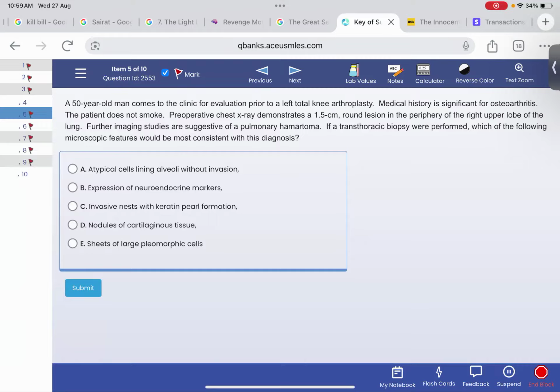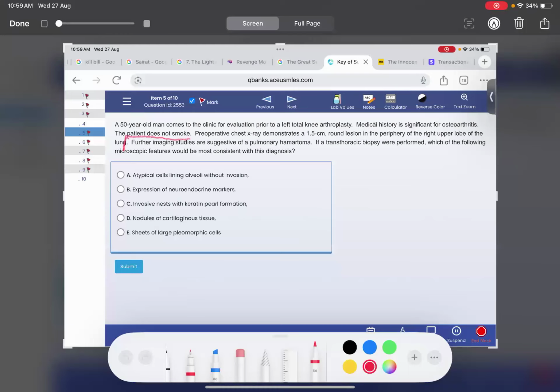The main point in this MCQ is that the further imaging suggests a hamartoma, so they're only talking about the hamartoma. So what will be on the biopsy of a hamartoma? Just simple as that. It's basically the 1% in UWorld that are the miscellaneous type. It's a benign lung lesion, asymptomatic, less than 3 centimeter mass, but we have to do it on an exclusion basis.